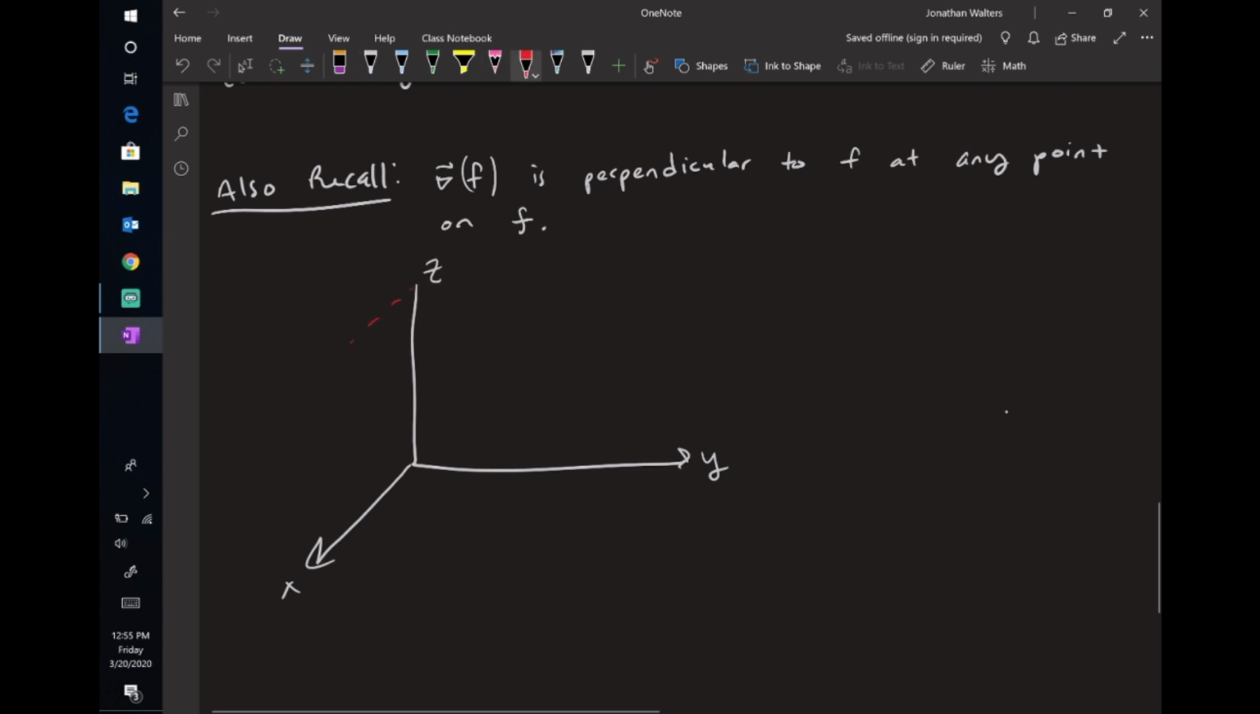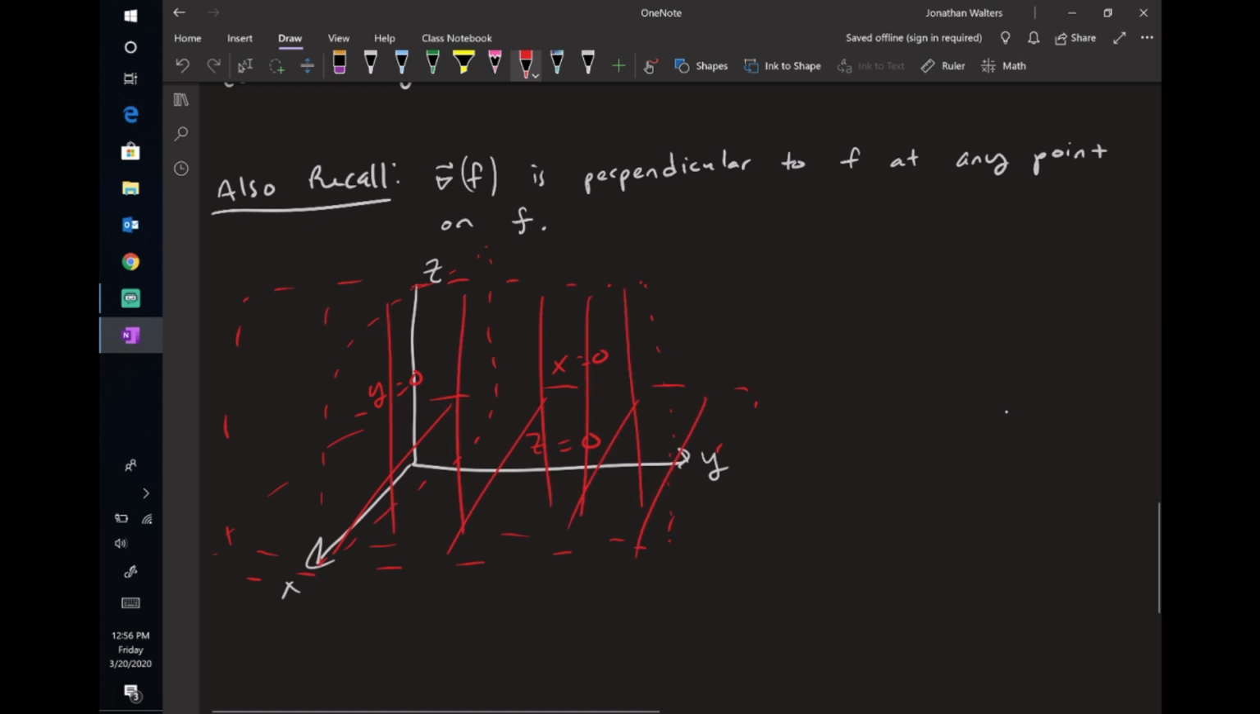This plane right here is the y equals 0 plane. And this would be the plane x equals 0, the x equals 0 coordinate plane. And the xy plane we know is the z equals 0 plane. It's just the coordinate planes, if you will.